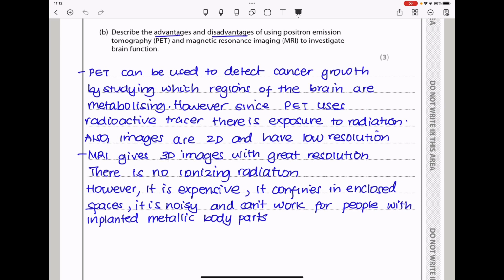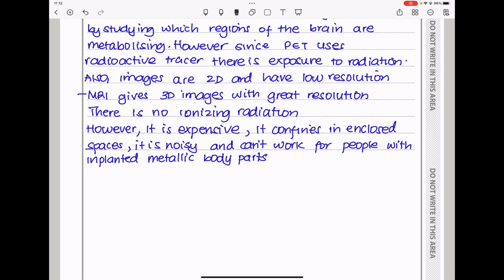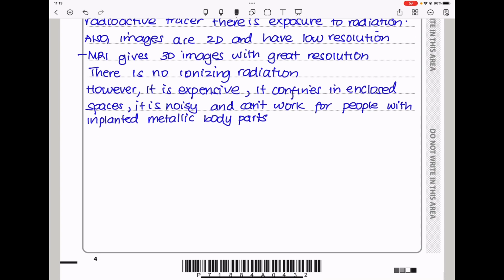When we go to MRI, the advantages are it gives 3D images with great resolution. Also, there is no ionizing radiation. However, MRI is expensive. It confines you in enclosed spaces, so if somebody has a phobia about that, then they'll be affected. Also, it's noisy and can't work for people with implanted metallic body parts because, of course, the magnet will rip the metal out of the person's body.